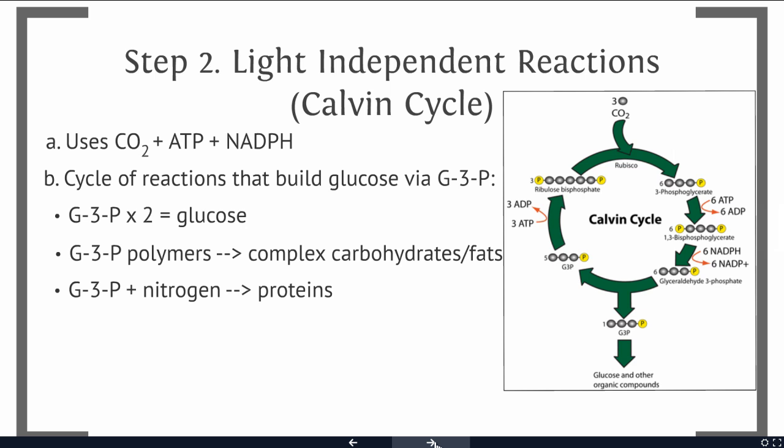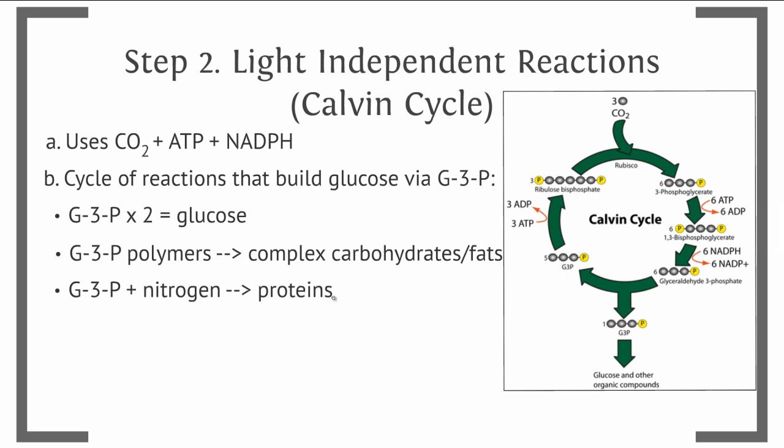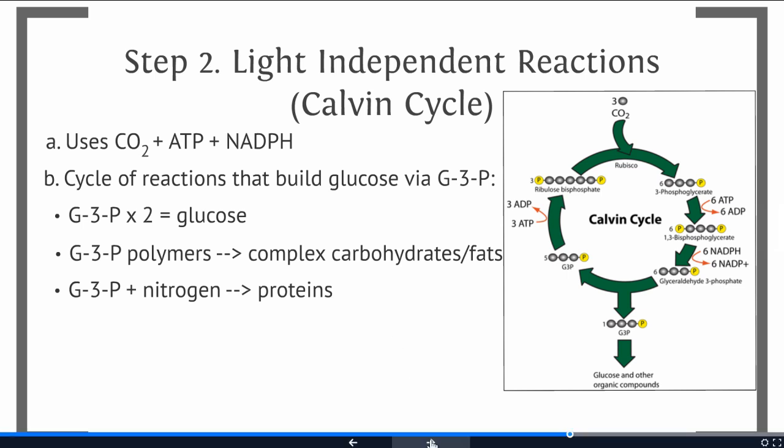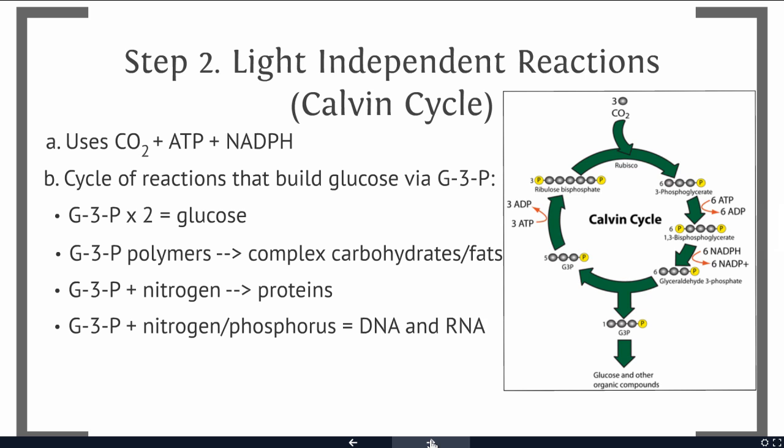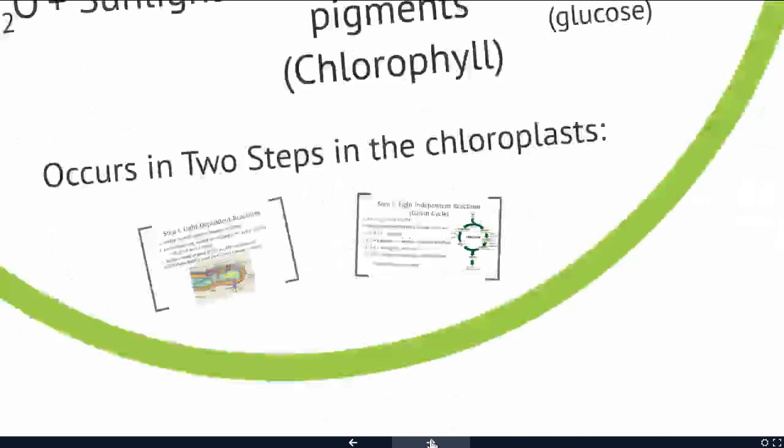So if you think about it, a plant doesn't need to eat at all. From this entire process, making G3P, a plant can make its glucose, which can then be used in its mitochondria to make energy. But a plant can also use the outputs of photosynthesis to make its carbohydrates, its fats, and its proteins. So now you can see why a plant is so self-sufficient based on photosynthesis. If we add G3P with nitrogen and phosphorus, we can build DNA and RNA. This step does not require sunlight, so it can be done at the same time as the light-dependent reactions, or it can be what occurs at nighttime.